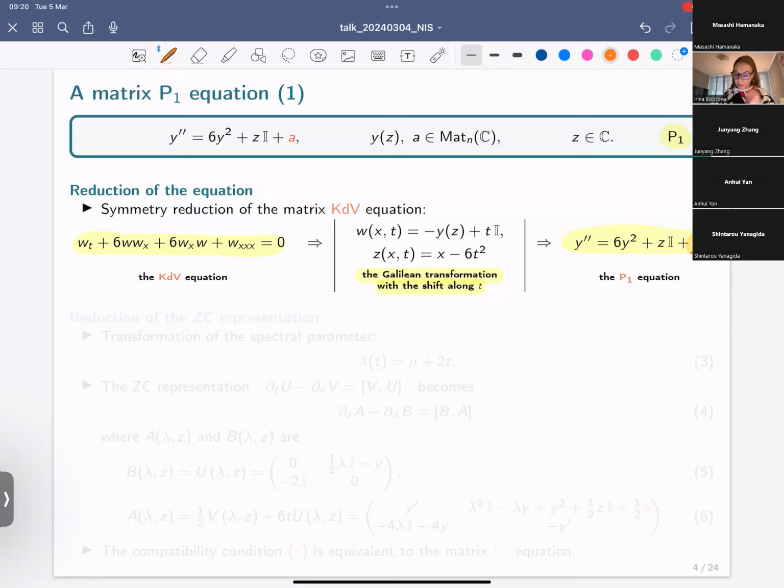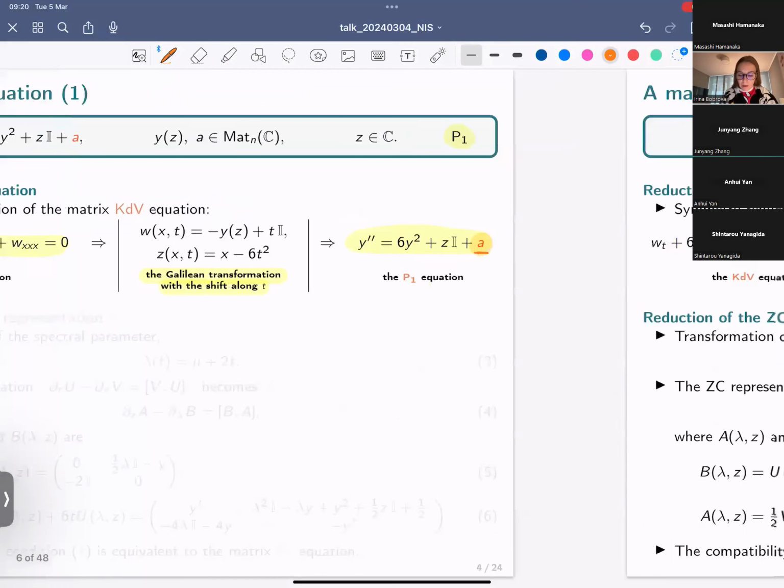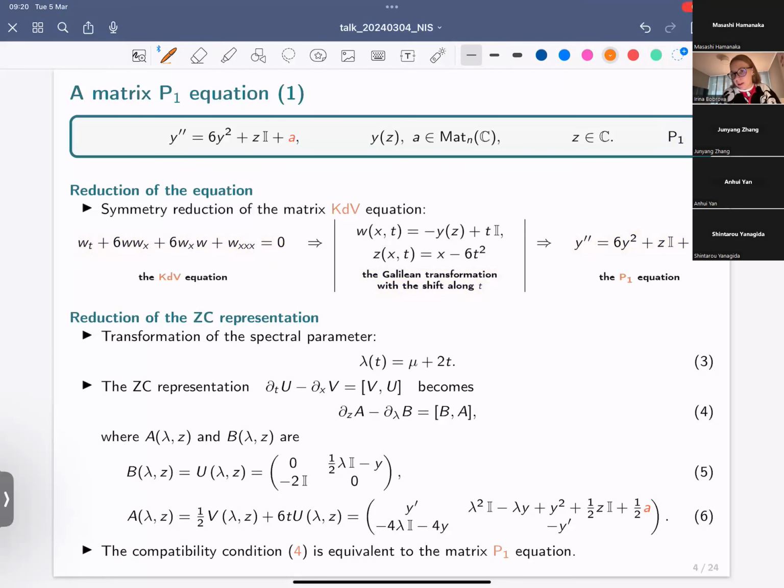It's a very nice property. The next step is to extend this reduction in order to obtain a Lax pair, an isomonodromic Lax pair, for the Painlevé equation, in order to justify its integrability. What we do is the following change for the spectral parameter.